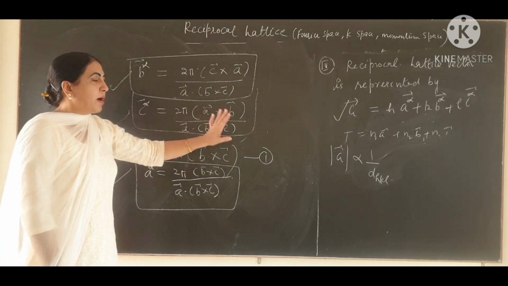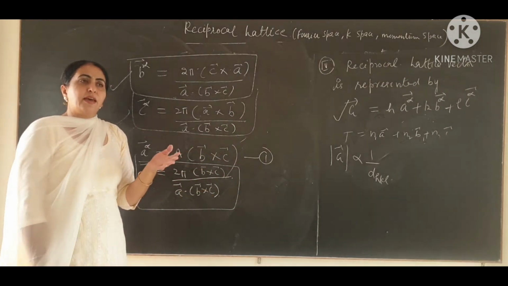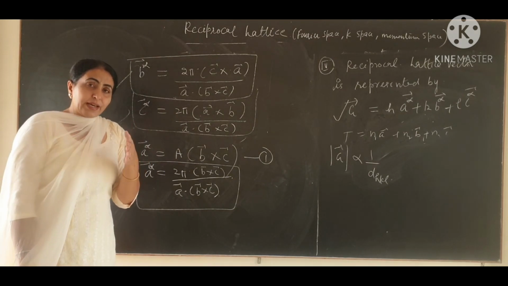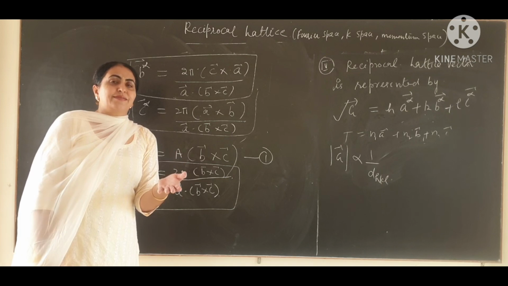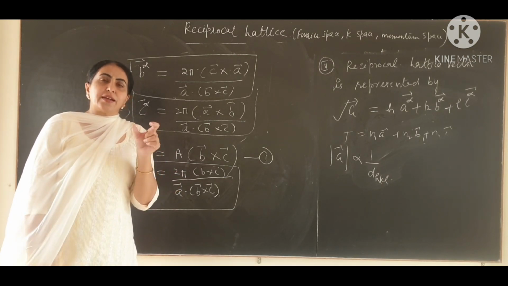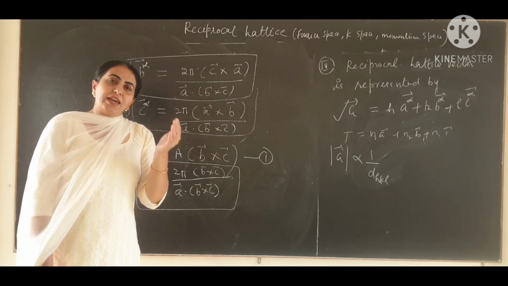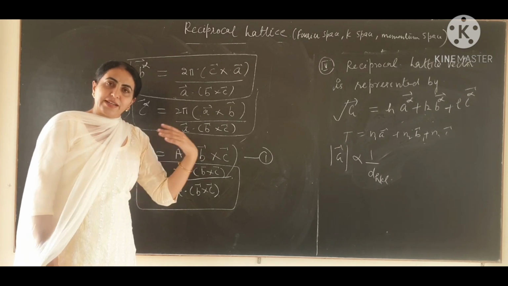So this is all about the reciprocal lattice, and in the next lectures we will study how the reciprocal lattice of a simple cubic is a simple cubic itself with some constants, and similarly the reciprocal lattice of BCC is FCC and vice versa. So that we will discuss in the next lectures.